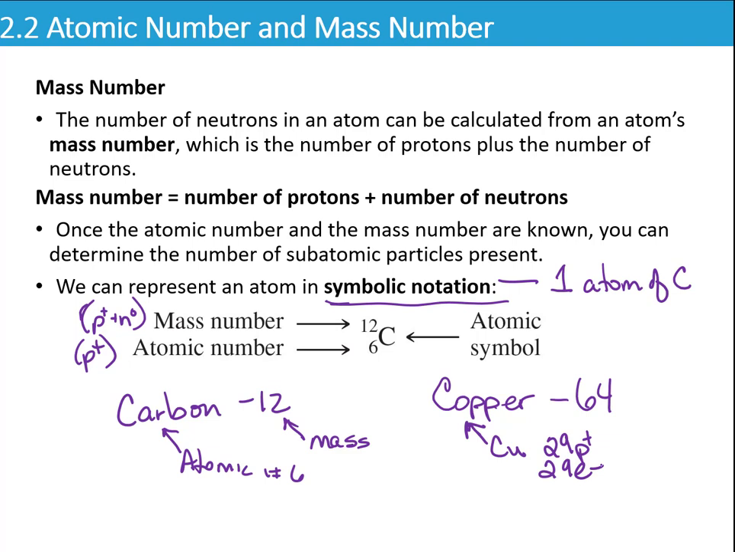So now, how do I figure out how many neutrons? Just subtract the two. So 64 minus 29 would be 35. 35 neutrons. I do that just by subtracting. So if you're given the name and the mass, you should be able to figure out protons, neutrons, and electrons. If you have this symbolic notation, or if you look at the periodic table, you can figure out protons, neutrons, and electrons. And those are pretty much the three ways that you might see an element written.